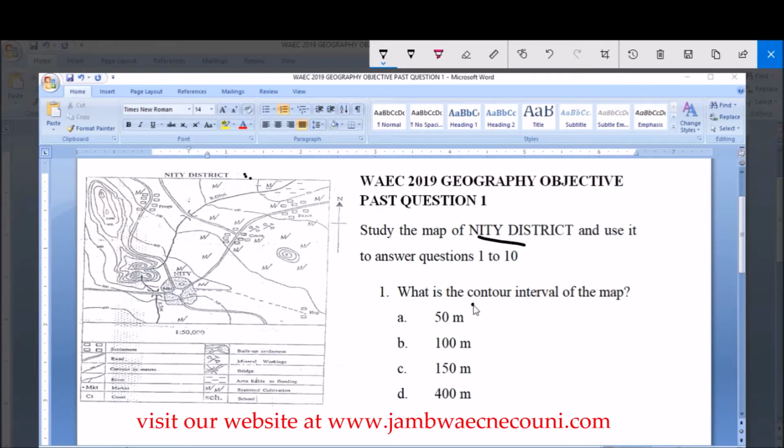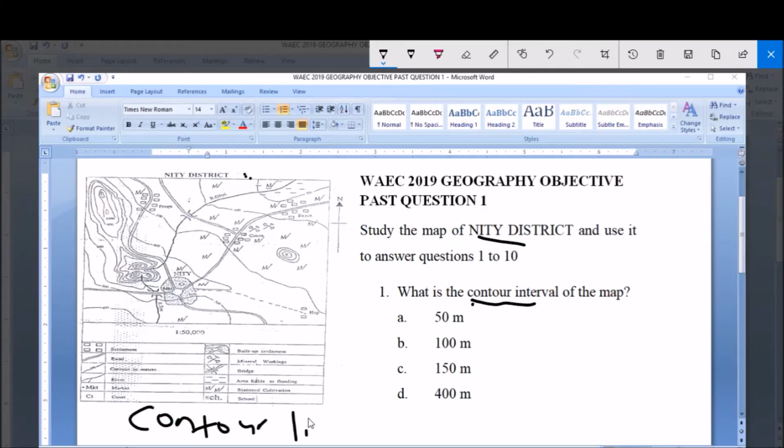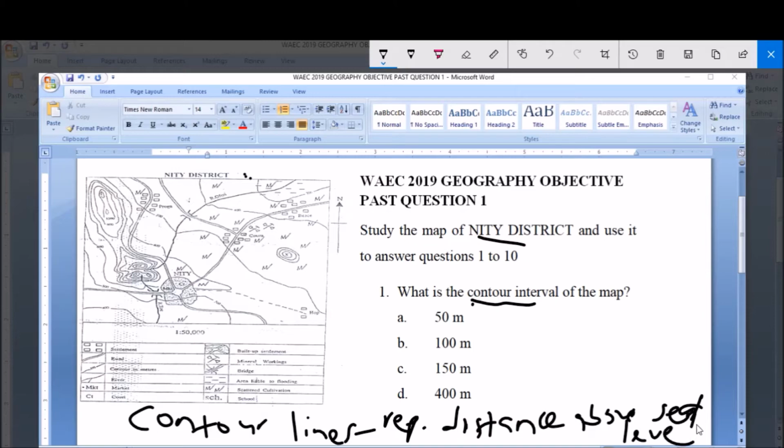So we are looking at the contour interval, and when looking at the contour intervals, we consider the contour lines. Now the contour lines basically are lines on the map that are used to represent distance above sea level. So the contour lines are these ridge-like lines on the map, and they represent distance above sea level.